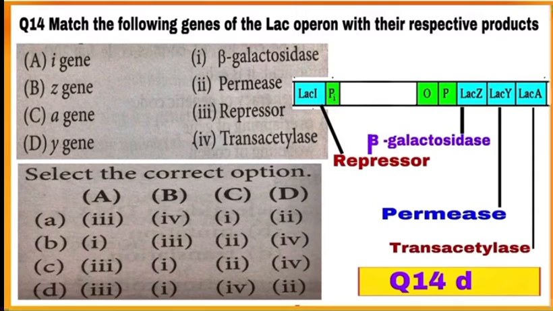Question number 14. Match the following genes of lac operon with their respective products. See the diagram and match. A. I gene, it is responsible for formation of the product repressor protein. B. Z gene, it is responsible for formation of beta-galactosidase. C. A gene, it is responsible for formation of transacetylase. And D. Y gene, it is responsible for formation of permease. So the correct answer is D, mark D. A matches with 3, B matches with 1, C matches with 4 and D matches with 2.